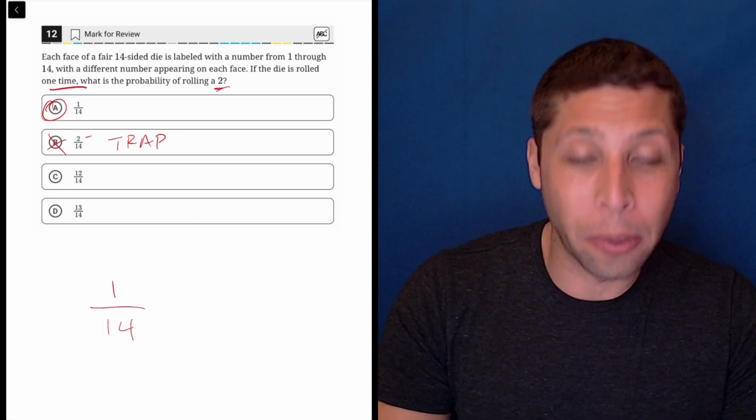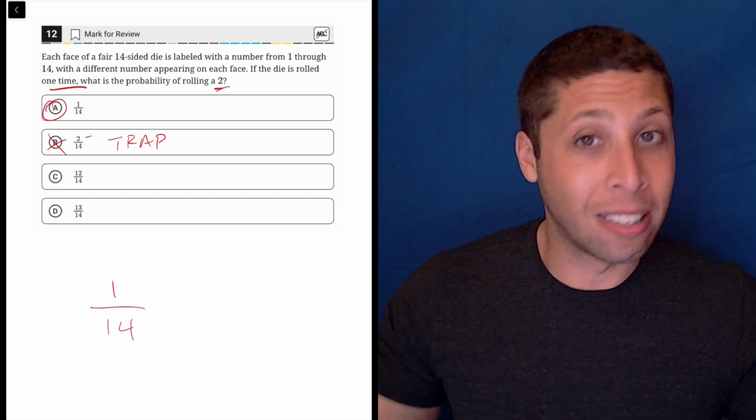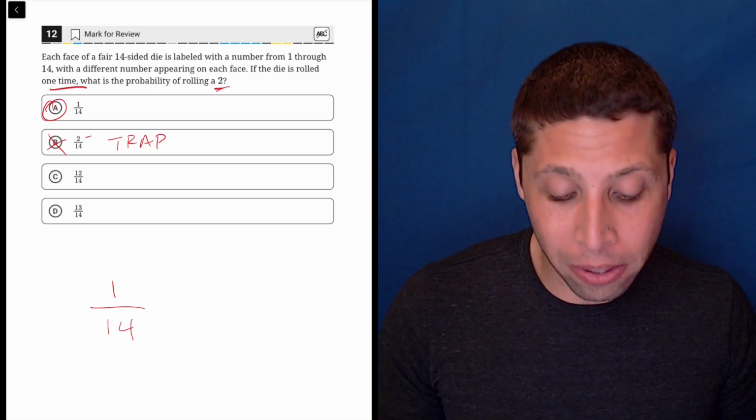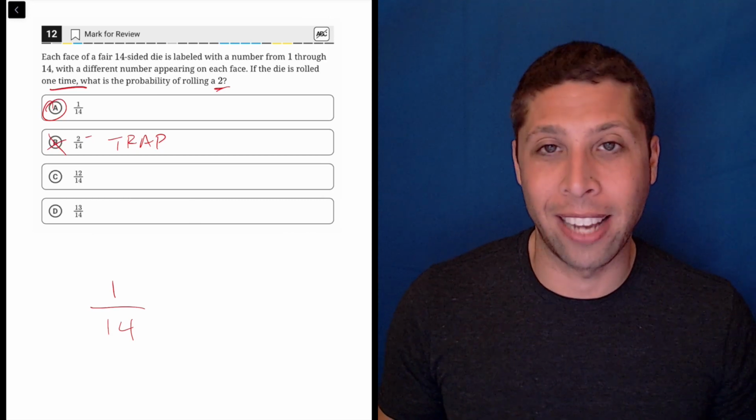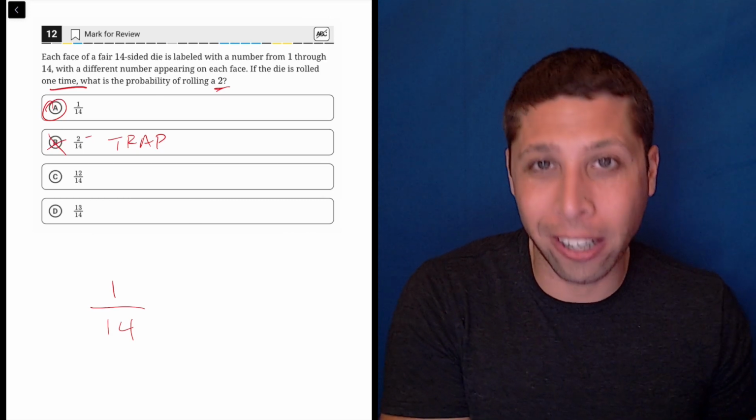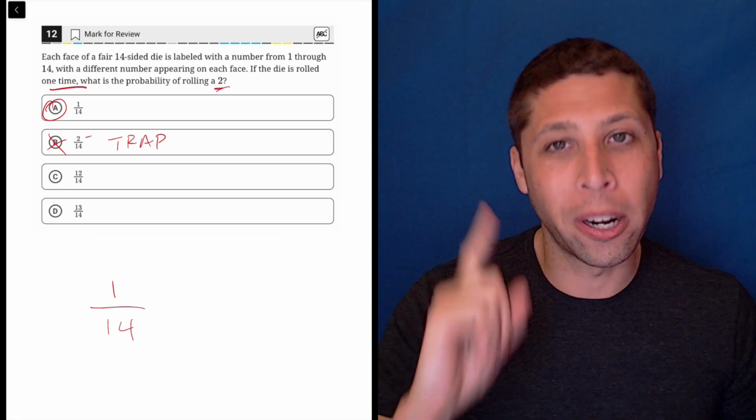They could have said, what's the probability of rolling a 7? Okay, it still would be 1 in 14. What's the probability of rolling a 13? Still 1 in 14. It's the same because it's just one side. So the side that we pick does not matter. It's just the one side. So the numerator of the fraction is 1.